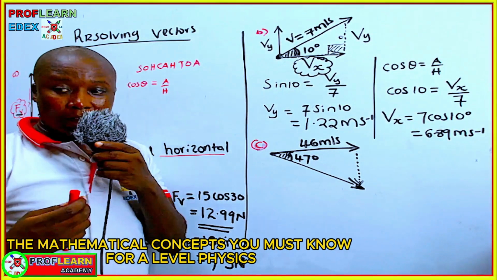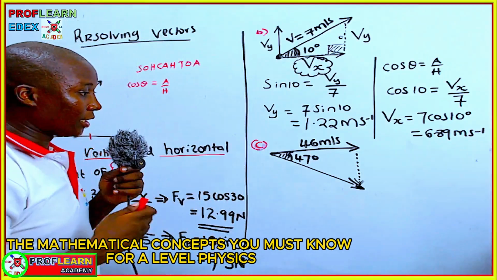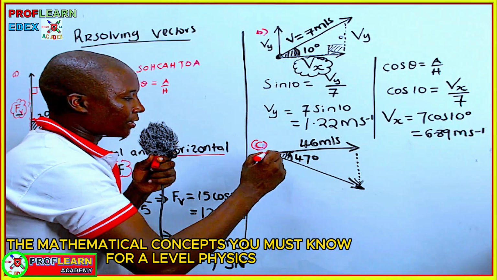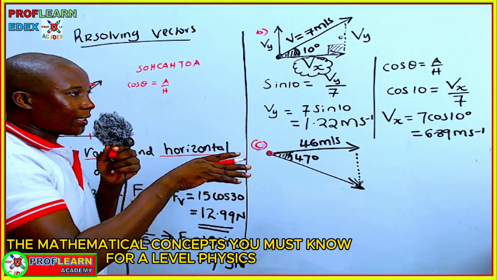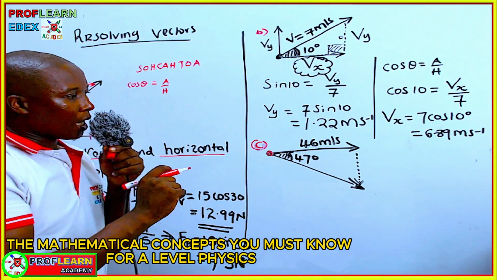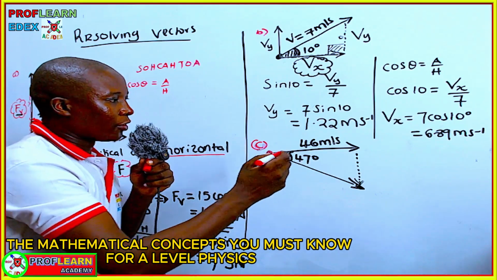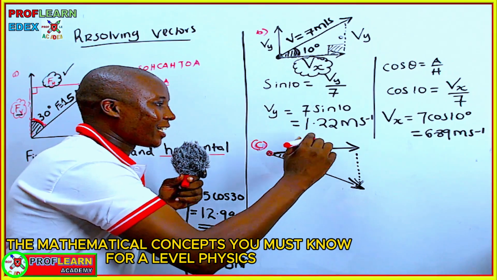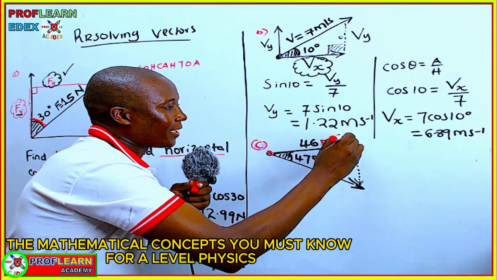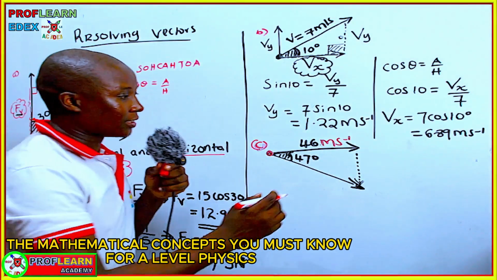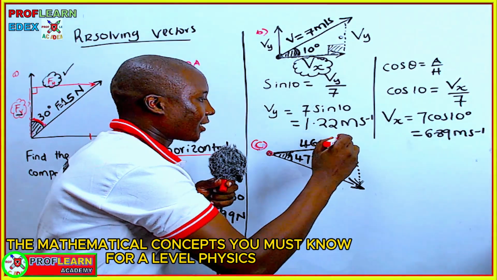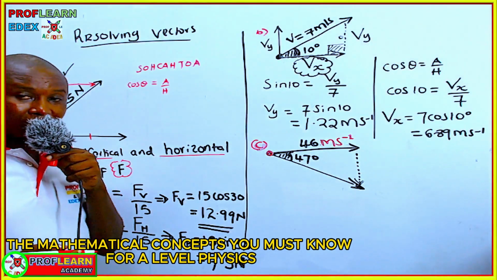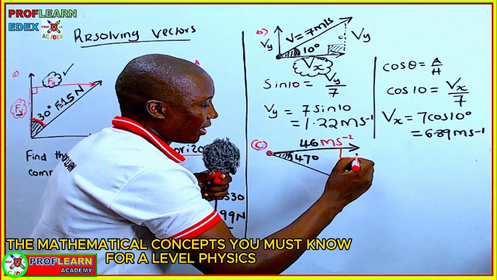Now, that is about resolving vectors. So I believe at least you are following what you're supposed to do. Now we have an object here. This object is projected in the horizontal direction now, and it's moving at a speed of 46 meters per second. In A level, we shall be giving this unit as m s^-1, like that. Get used to that. That's how the meter per second is usually given. Subscript -1. Get used to that one. So, of course, here we have 90 degrees.